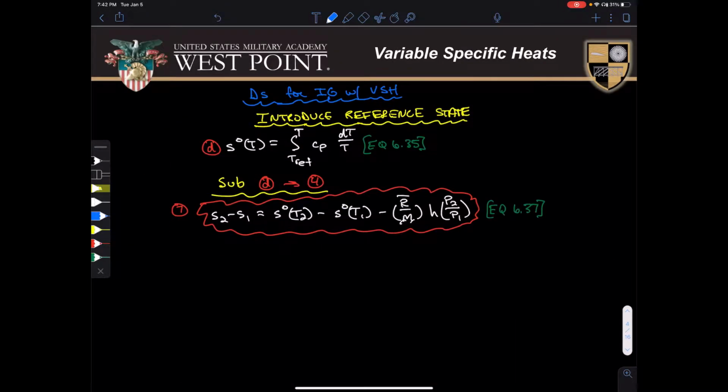And we can simplify it now using our reference state, s° at temperature T, which we would look up in our tables 8 or 8E if we're using air, or tables 9 or 9E if we have an ideal gas other than air. Okay? So now we've derived our equation specifically for calculating our change in entropy for variable specific heats and constant specific heats, depending on the assumptions you're making and the convenience of your problem.